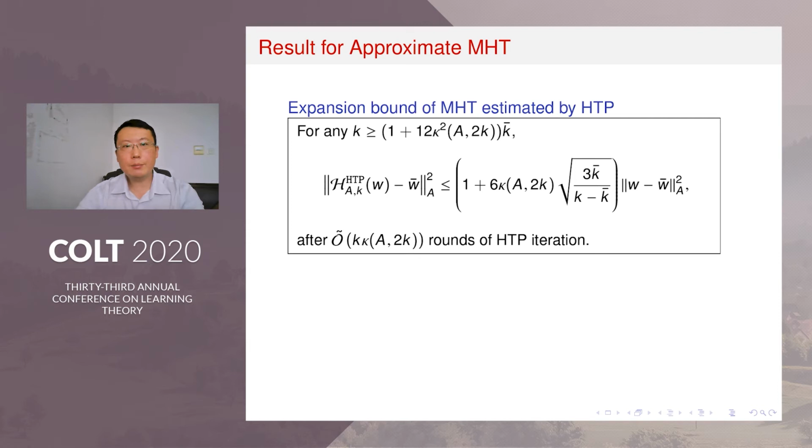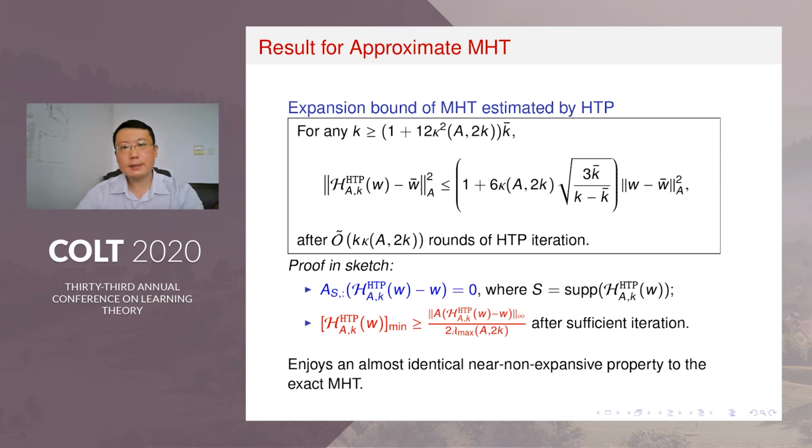Since MHT is an NP-hard combinatorial optimization problem, it will be more realistic to study its polynomial time approximated estimators. To this end, we consider the setting where MHT is approximately optimized by HTP method. The good news here is that after sufficient iteration, the HTP estimation of MHT also satisfies the following two conditions, and thus the key lemma can be substantialized to this case to obtain an almost identical near non-expansive bound to the exact case.